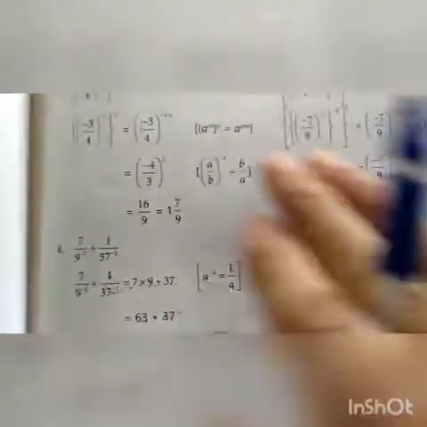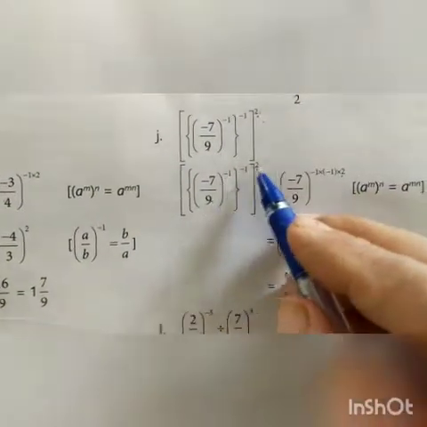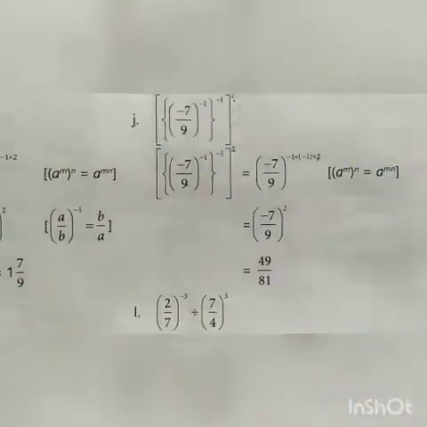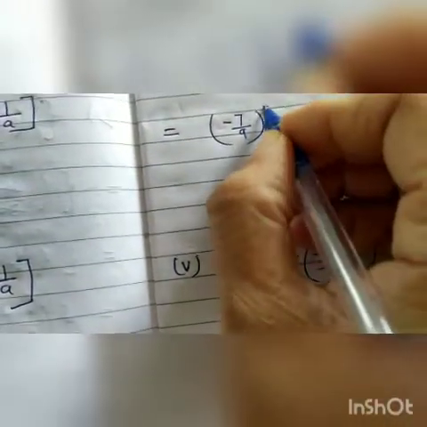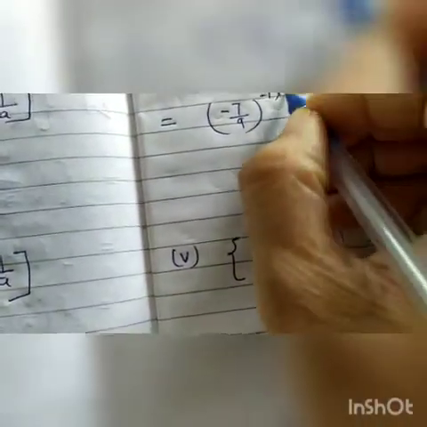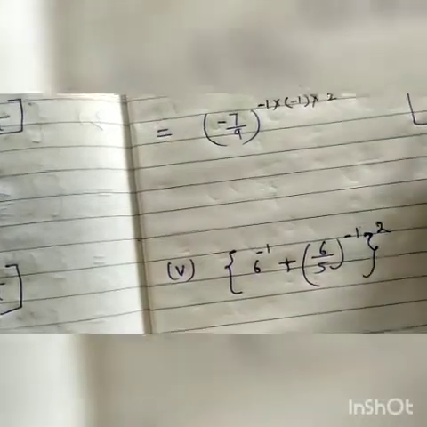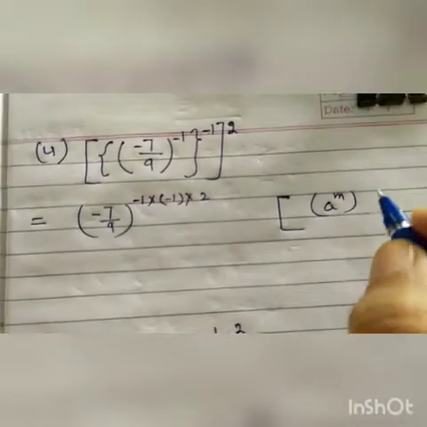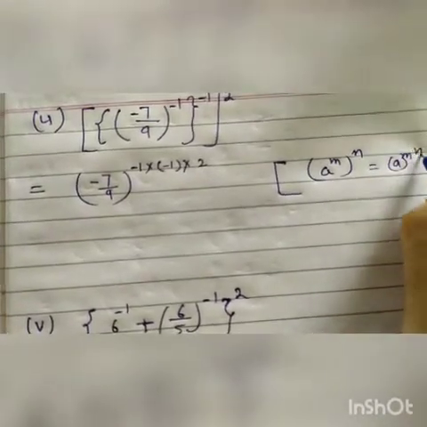In the same way, in this example, single base minus 7 upon 9 carries 3 powers. We have multiplied these 3 powers. So in the same way we will do it. We will write minus 7 upon 9, then this minus 1, multiply this minus 1, multiply by this 2. Which law we have used? A power m whole power n is equal to a power mn.